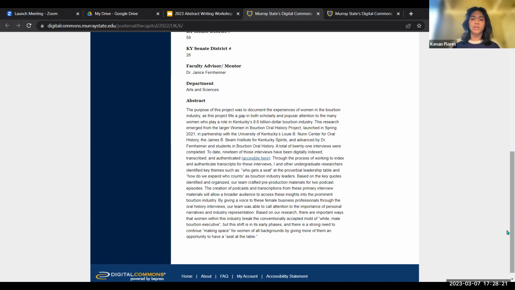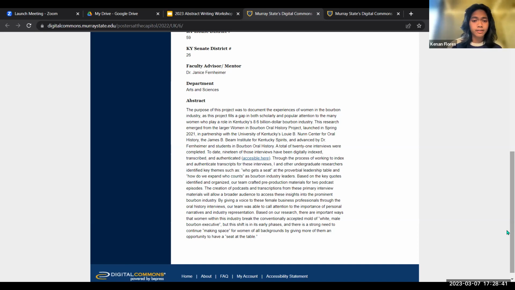It says the purpose of this project was to document the experiences of women in the bourbon industry, as this project fills a gap in both scholarly and popular attention to the many women who play a role in Kentucky's $8.6 billion bourbon industry. So that kind of says the problem and the purpose of the abstract.